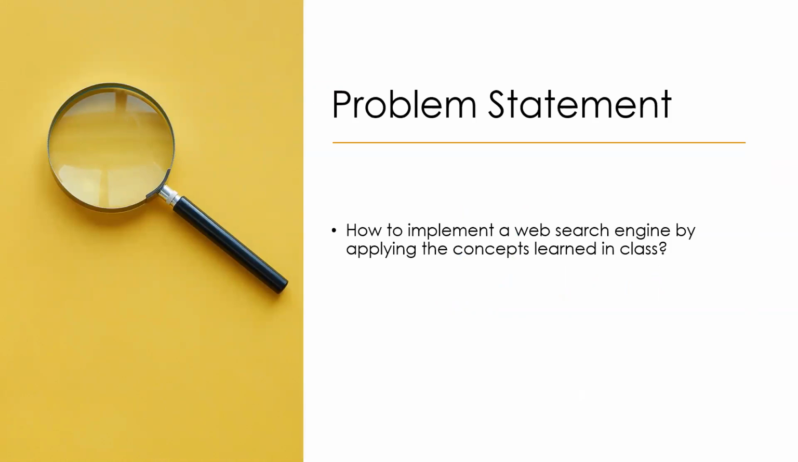Now I would like to explain the problem statement. The main statement is how to implement a web search engine by applying the concepts that we have already learned in our class, like the sorting methods, the searching techniques, and the hashing methods. We will combine all these things in a single web search engine and optimize a better solution, because with a web search engine we go through the internet and get the relevant web pages. The best sorting methods will help us conclude the best results of our web search engine.